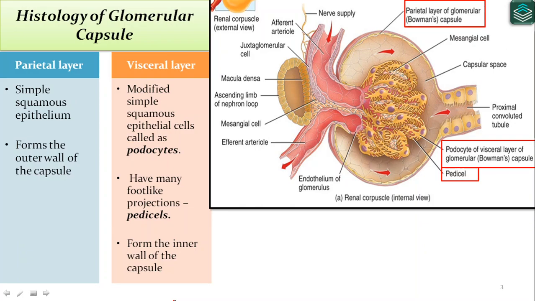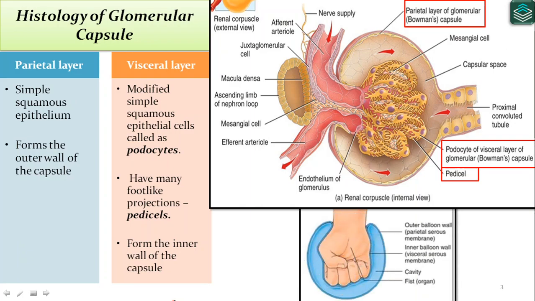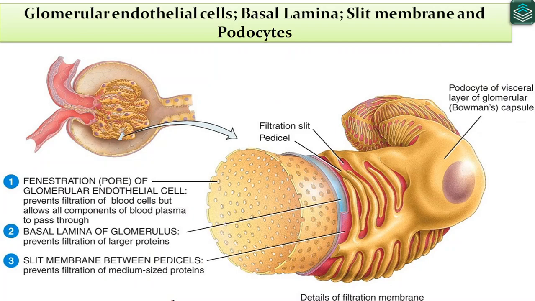Podo means foot, cyte means cell. So these cells have a foot shape. From these cells, many foot-like projections arise, which are called pedicels. This visceral layer forms the inner wall of the capsule. The glomerular capsule is best understood with an example of a fist punched into a limp balloon. The histoarchitecture of glomerular endothelial cells, basal lamina, slit membrane and podocytes is best understood with this pictorial representation.